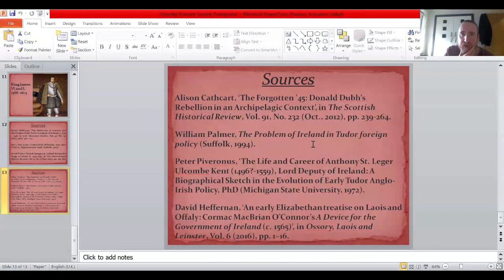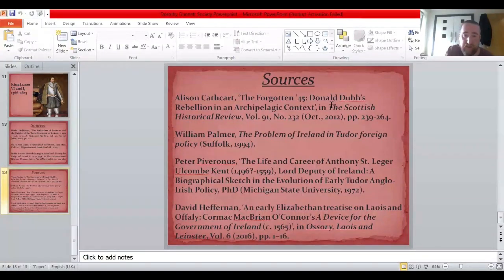And then there's a couple of other ones. Alison Cathcart wrote a very good article over 10 years ago now in Scottish Historical Review, which looked at Donald Dubh, so basically the MacDonalds, how they fit into the rough wooing and what was going on between Ulster, Ireland, and how the English were responding at that time.